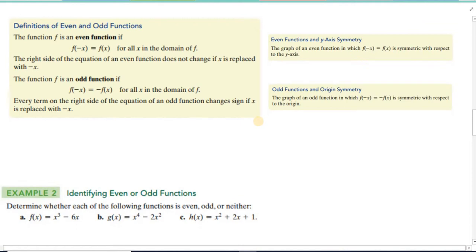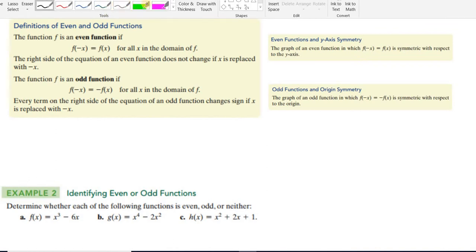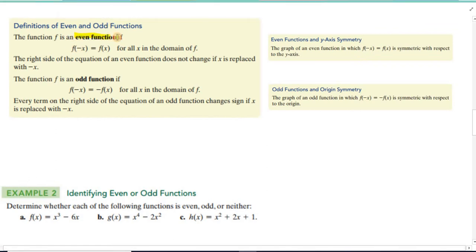Now we're going to study the definition of even and odd functions. This is very important. You're going to see this stuff a lot. So when we talk about an even function, the main part you need to remember is this portion. Even function means f of negative x must be f of x. And if we have an even function, that implies you're going to have a y-axis symmetry.